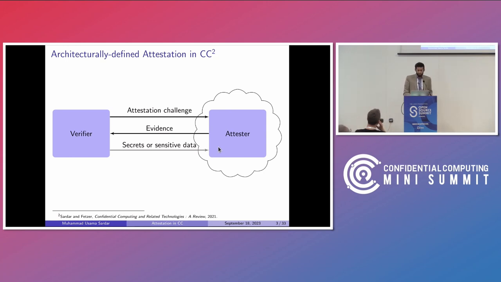And then optionally, that's why I have it in gray, that is the optional step that after doing this appraisal, making a trustworthy decision, whether the attester is genuine or not, it can send some secrets or sensitive data that it might not send if that is not trustworthy. So it's essentially developing the trustworthiness of the attester and the platform underneath. So that's the core idea of architecturally defined attestation.